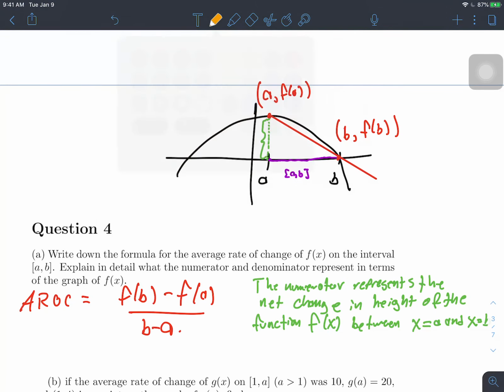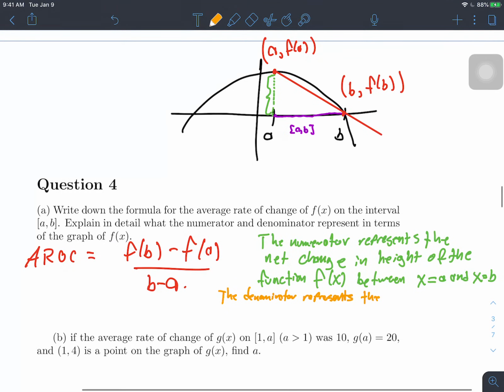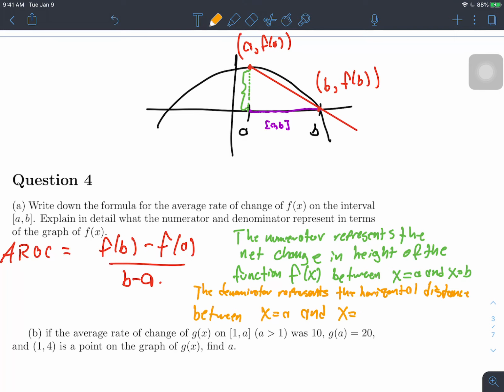Okay, now let's talk denominator. The denominator represents the horizontal distance between x equals a and x equals b.